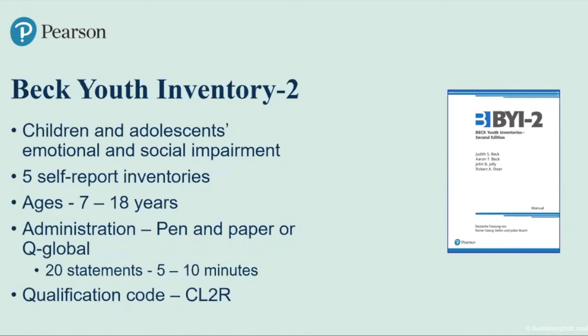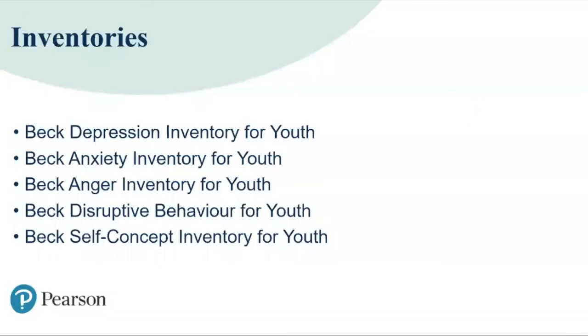Each inventory contains 20 statements where you rate how frequently the statement has been true, looking at thoughts, feelings, and behaviours associated with emotional and social impairment in youth. Each inventory takes between 5 to 10 minutes to complete and requires a CL2R qualification code. As mentioned, there are 5 different scales, and these can be administered individually, or there's also a combination booklet which includes all 5. So here are the 5 scales.